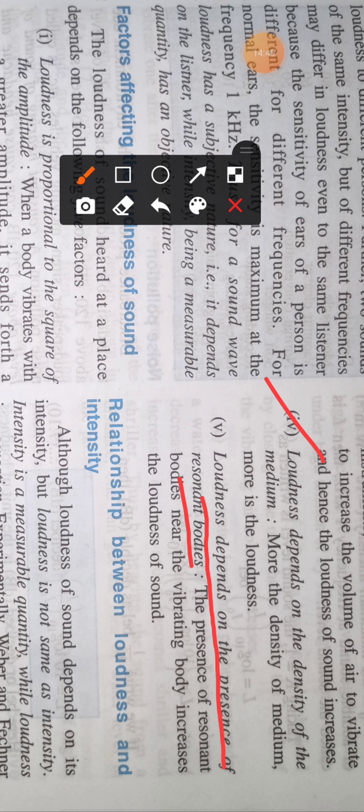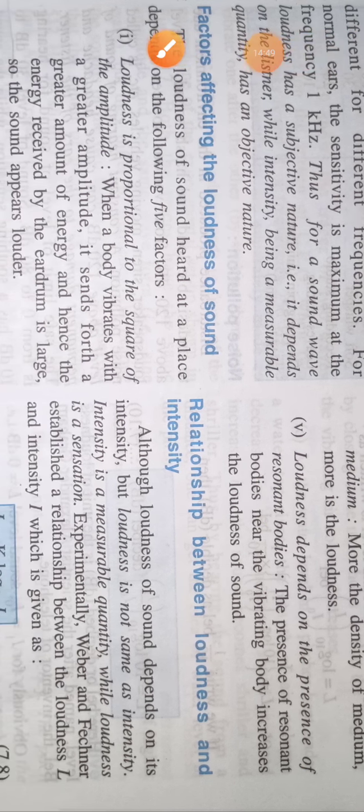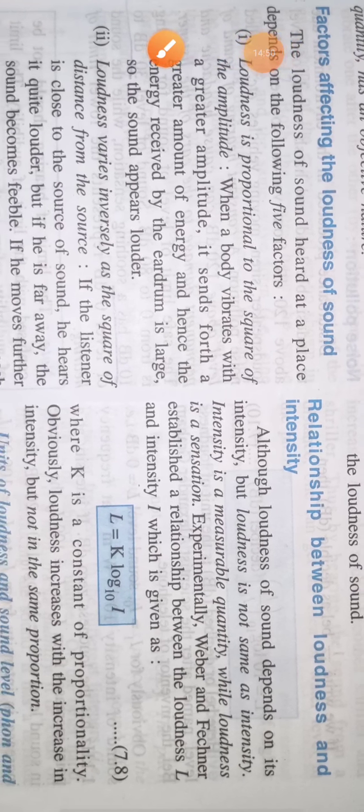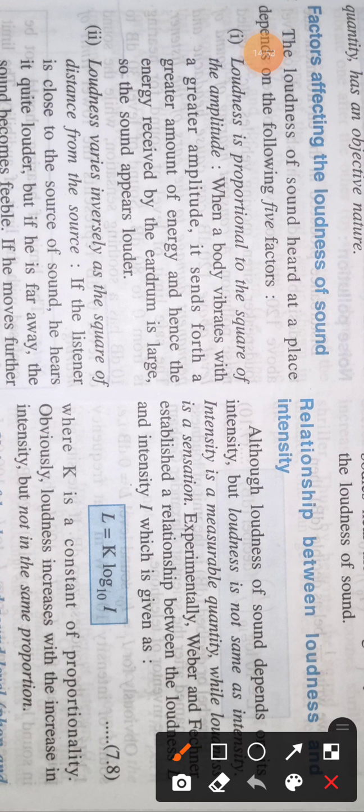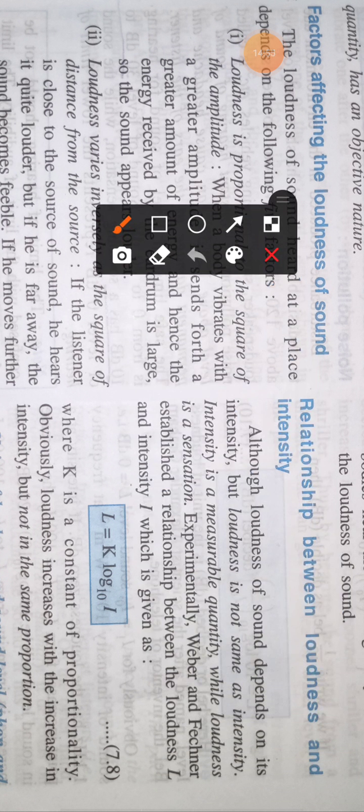If there is any resonant body, then it will increase the amplitude, which means it will increase the loudness. Now there is a relationship between loudness and intensity: loudness is equal to k log I. This derivation is not in your syllabus. So L is the loudness, K is a constant of proportionality, and I is the intensity.